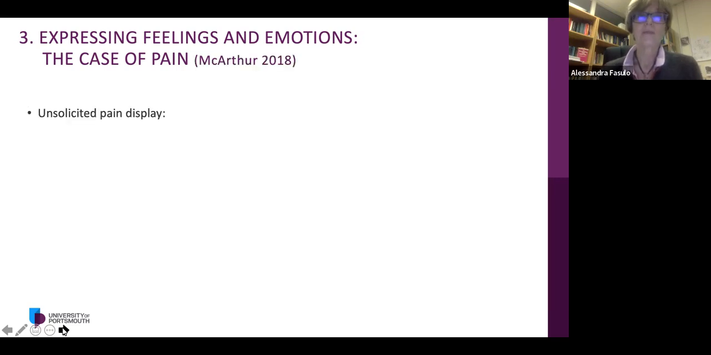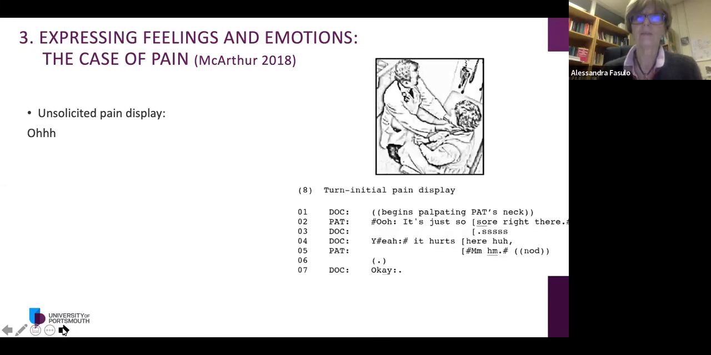So what is, for example, an unsolicited pain display? Something like, oh, in reaction to a manipulation, like here. So the doc is palpating the patient's neck and she goes, oh. And then she says, it's just so sore right there. So we have first the unsolicited pain display and then what she calls a pain assertion.